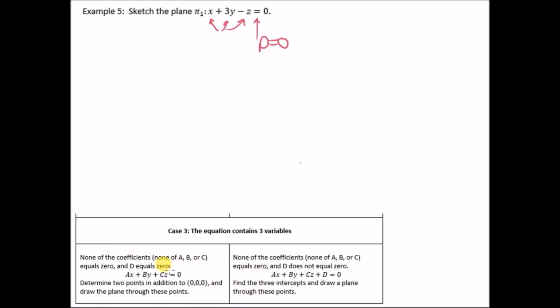Okay, if I were to look at this chart, I know that d equals 0. Our equation is in this form right here: some x, some y, some z, and then equals 0. So what we're going to do is determine 2 points in addition to 0, 0, 0. Because d equals 0, this plane goes through the origin. Then we're going to draw the plane through these points.